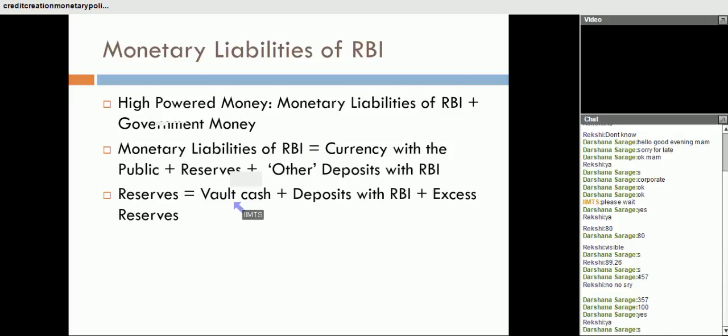What is the meaning of this reserve? It includes the vault cash, deposits with the RBI, the excess reserves. Now, do you understand the meaning of this one? Vault reserves. Vault cash, actually, I used the wrong term, vault reserve.